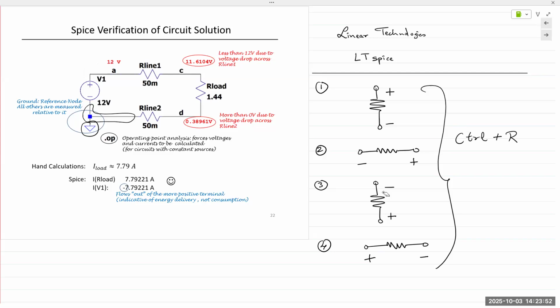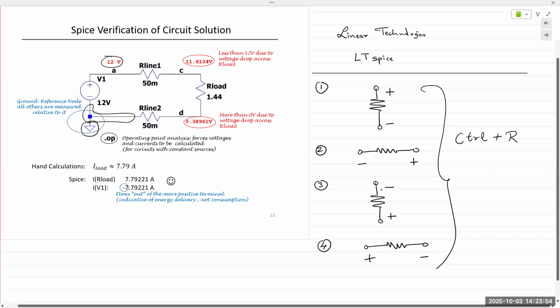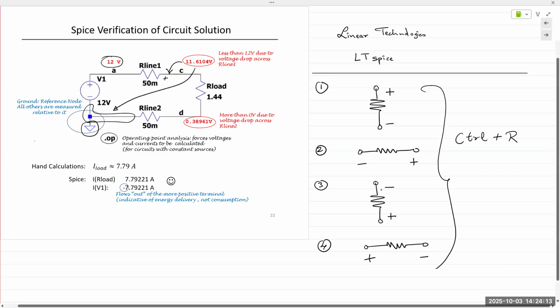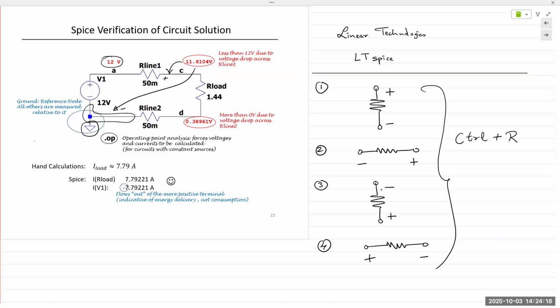Okay. And then you hover at the top, it's going to show you 12 volts. Here it's going to show you 11.61. And here at the bottom, it's going to show you 0.389. So 11.61 is measured with positive reference here and negative reference here at the reference node. A positive terminal connected at node C, negative connected at the reference node. That's how it works.